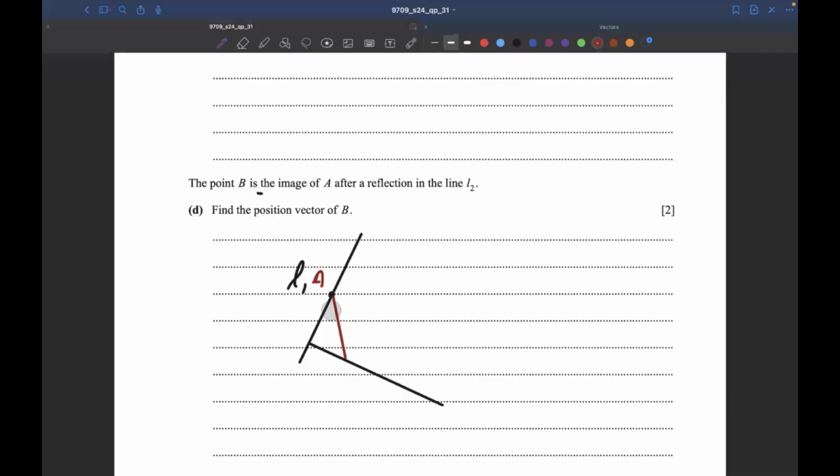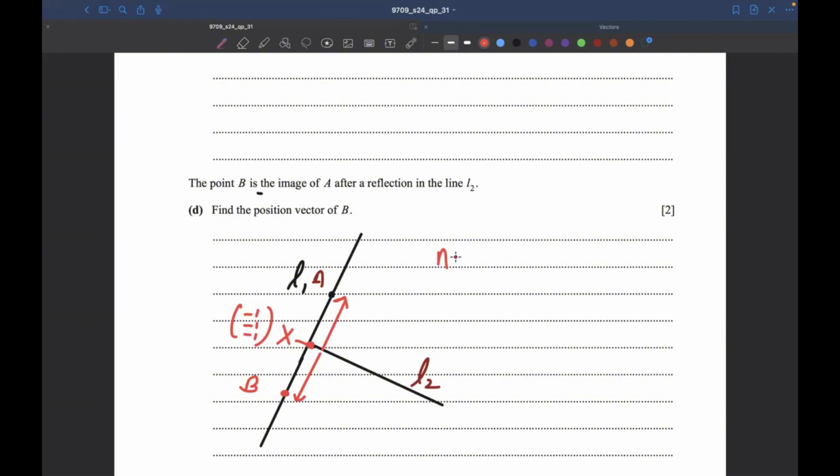Well, this will not be correct. If it is being reflected in the line L2, then L2 is a mirror line. So B will be exactly on the other side. Let's say B will be over here. If this is the mirror line and we already have this point of intersection, which was -1, -1, and -1, then the distance of A from this point will be the same as the distance of B from this point, exactly on the opposite side. Let's call this point X.